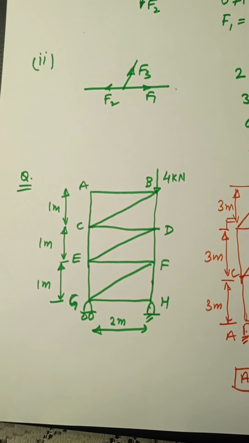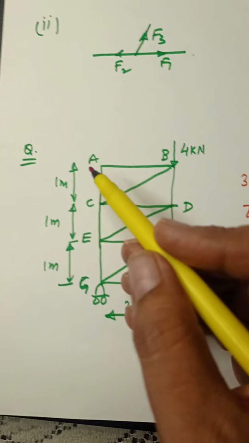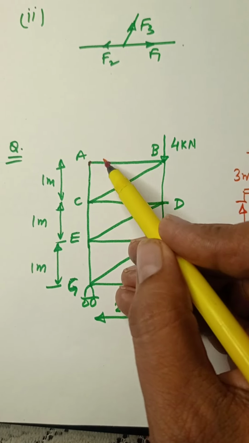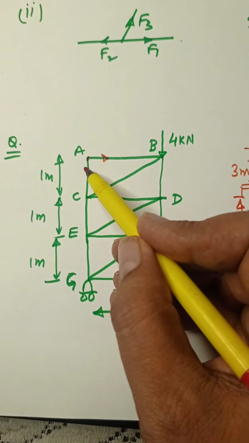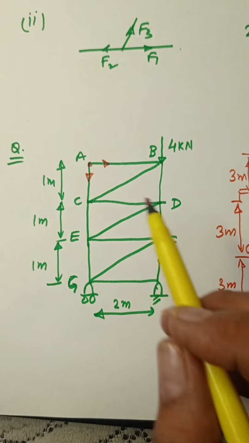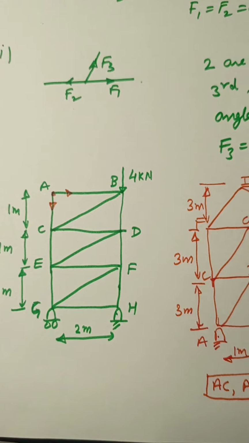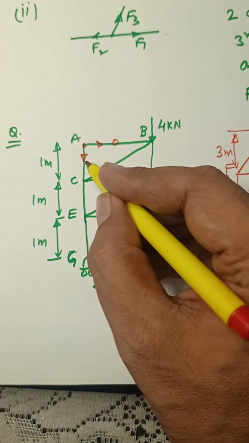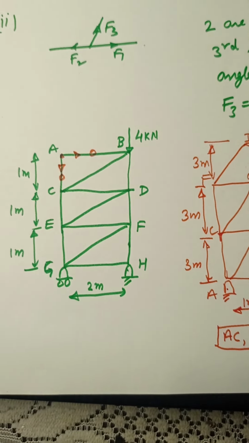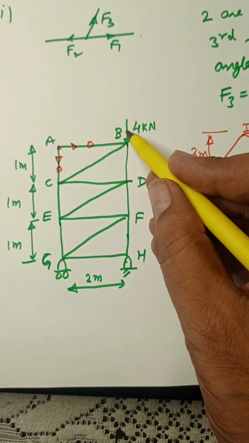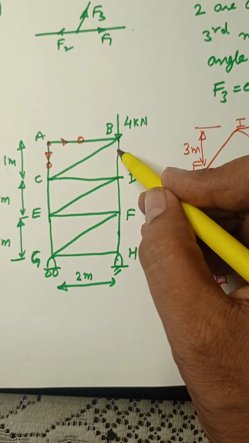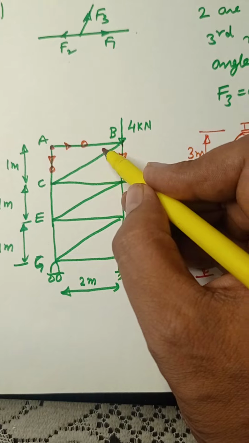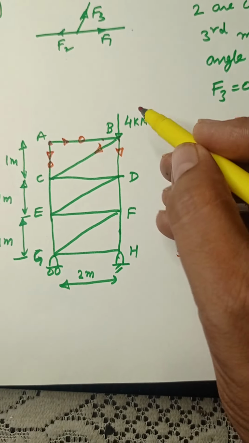If you see this joint A, two members are meeting here and here, only members are meeting and the angle is 90 degrees. It is any angle except 180 degrees. That means this will be 0 as well as this will be 0. Now if you see the joint B, one force will be here and one force will be here. Now you see this has become 0.